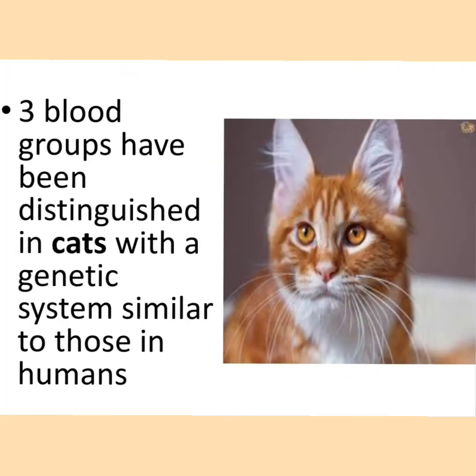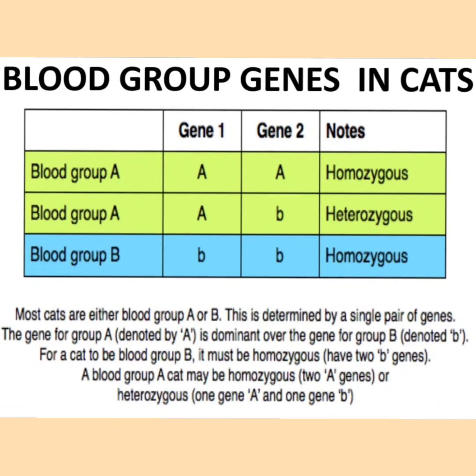In cats, 3 blood groups have been distinguished with a genetic system similar to that of humans. Now when you take the blood group genes in cats, you have blood group A, they have gene 1 as A and gene 2 as A, so they are homozygous. Another blood group A is heterozygous, which has a dominant gene A and a recessive gene B. In blood group B, you have the recessive allele B and another recessive allele B. So it is homozygous.